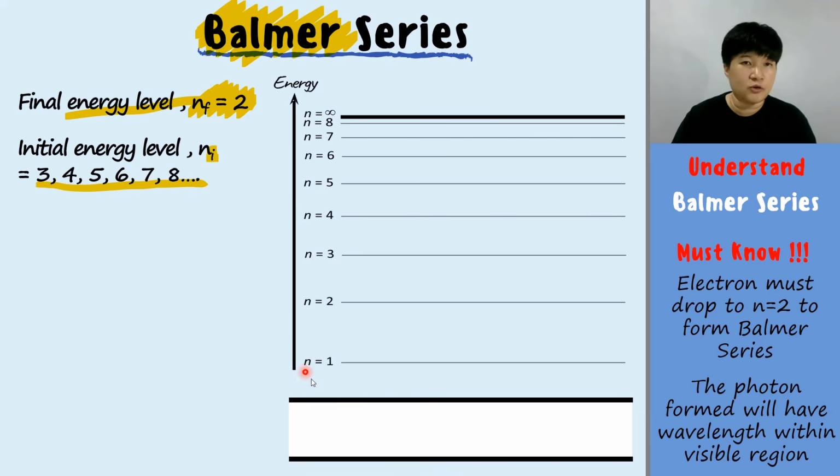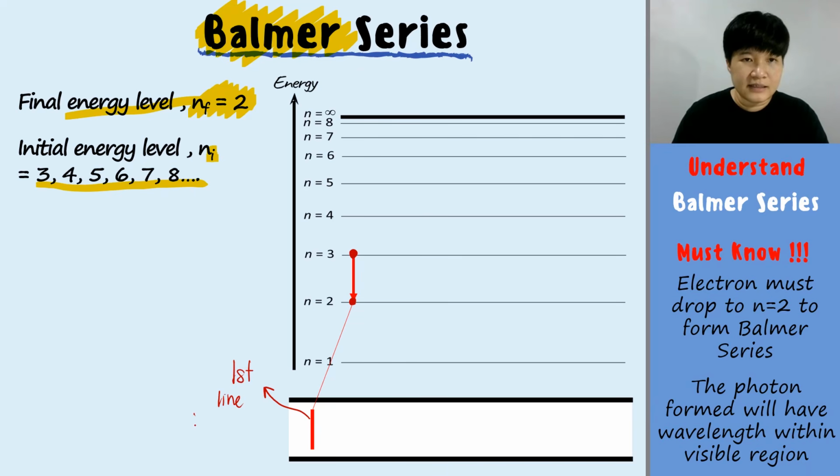So even though n equals 1 is not used, in the energy level diagram, your n equals 1 must be there. Always remember, in your energy level diagram, you must start with n equals 1. So the first transition in the Balmer series will be n equals 3 dropping to n equals 2, and that will give rise to the first line in the Balmer series. That is the first line.